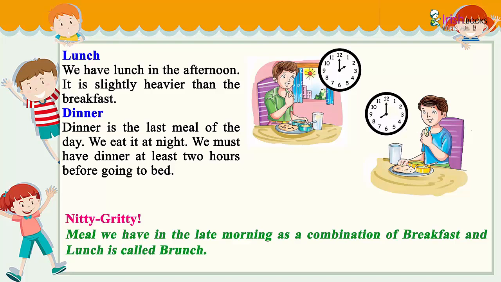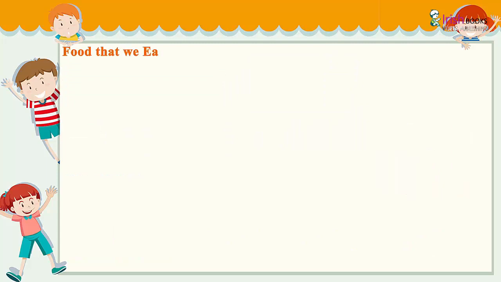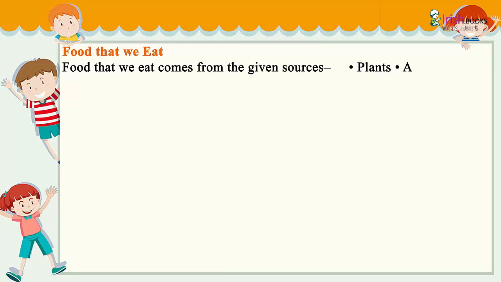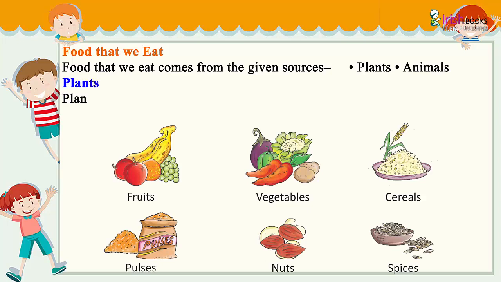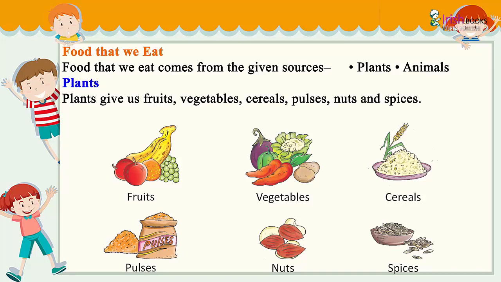Food that we eat comes from the given sources: plants and animals. Plants give us fruits, vegetables, cereals, pulses, nuts, and spices. Fresh fruits and vegetables keep us fit and healthy.